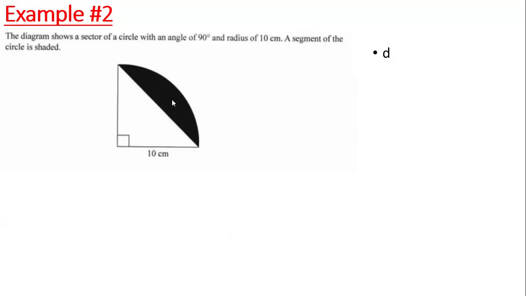All right. So how are we going to find the area of the shaded region? Well, I think we want the area of the black part.